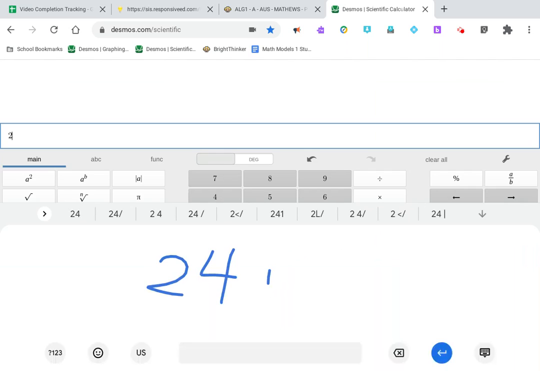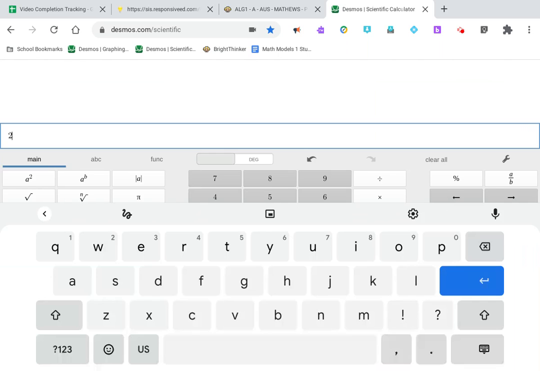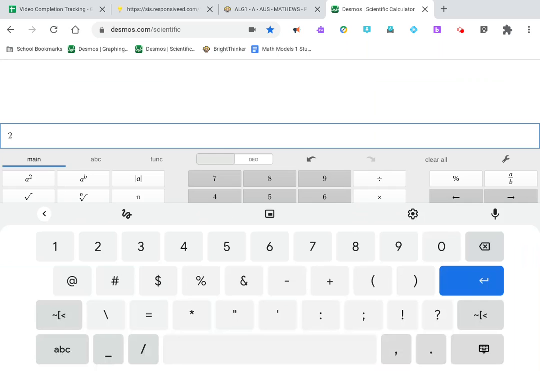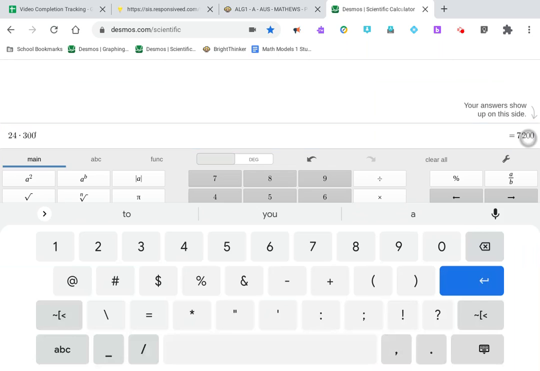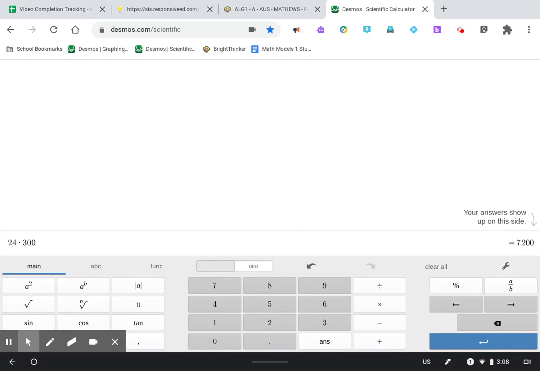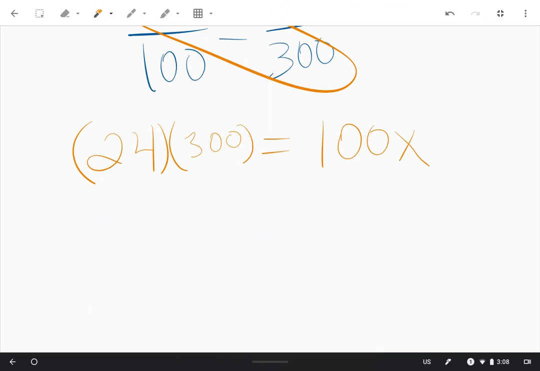24 times, let's close this, here we go, 24 times 300. And there it is right there, 7,200. Drawing over here, that's 7,200 equals 100x.